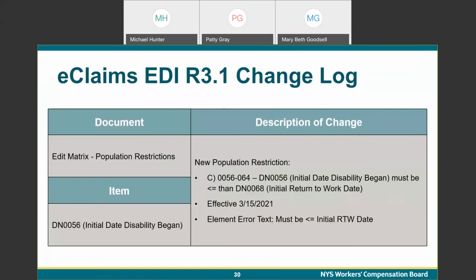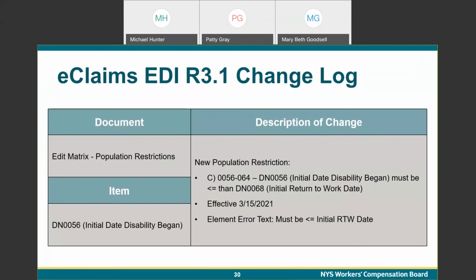We also added a population restriction for initial date disability began. There was a typo on the change log that was released last week, so that will be updated very shortly. What you'll see is on the change log, it had greater than or equal to. You'll notice that both symbols here are less than or equal to.